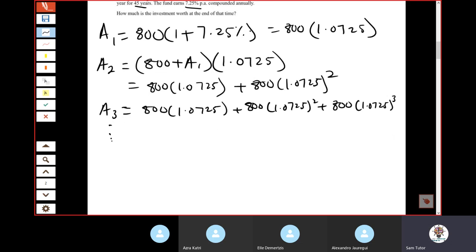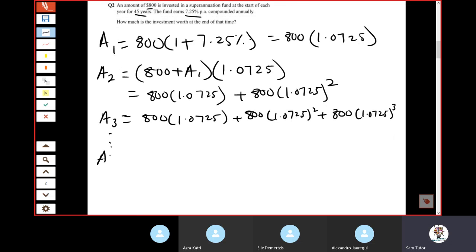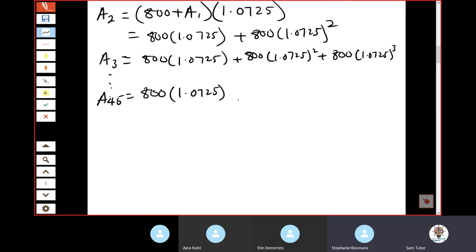And then we need A45. Steph, A45. So do you need to put it in a sequence now? Yes, correct. So 800, then you have to put bracket 1.0725. And then it'd be 1 plus. Oh no, not there yet. You've got to first write your whole sequence out before getting up to that stage.